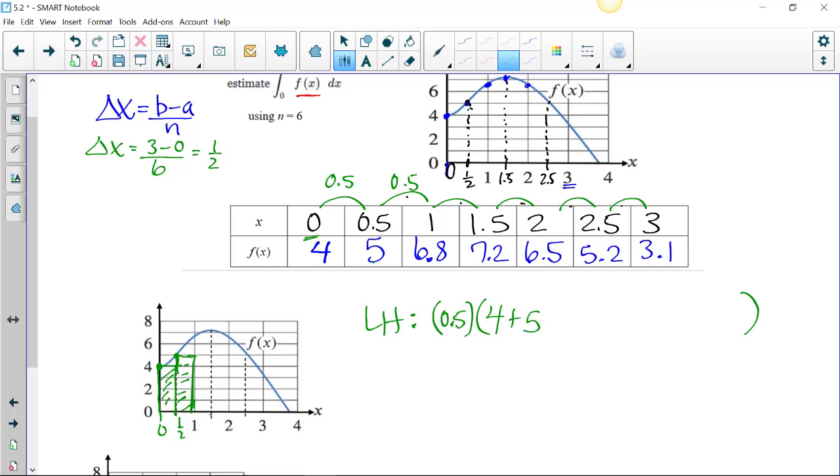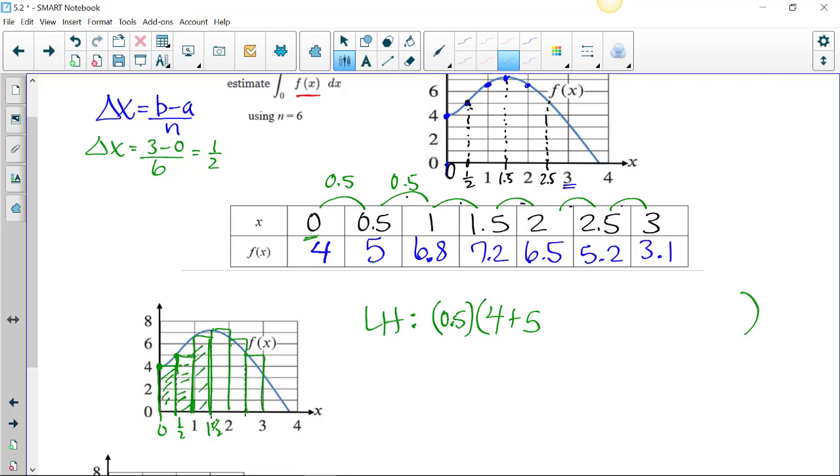So you get the idea here. Now at 1, I'm going to go up to the curve and over. At 1.5, I'm going to go up to the curve and over. 2, up to the curve and over. 2.5, up to the curve and over. It's kind of hard to do those.